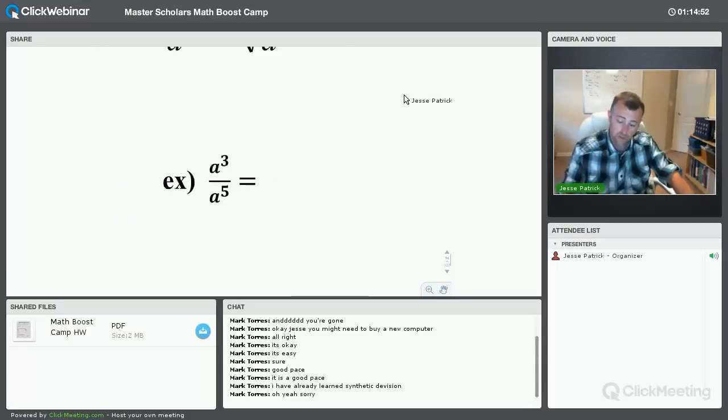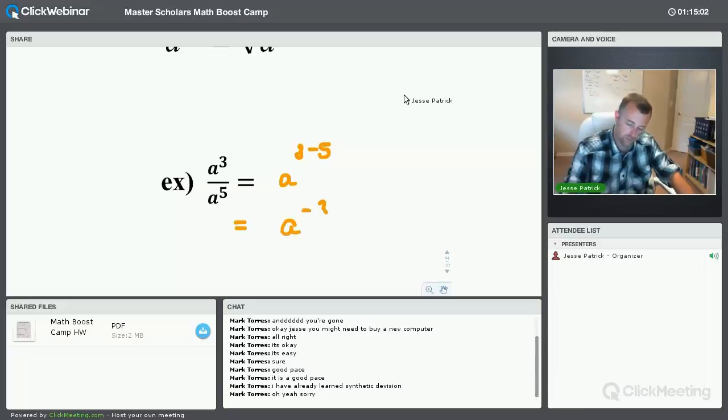Next up, we are going to be dividing. When you divide, you subtract your exponents. So this would be a to the 3 minus 5. Now in this case, I'm going to get a negative exponent. I'm going to get negative 2.